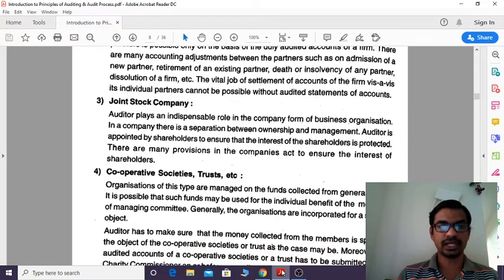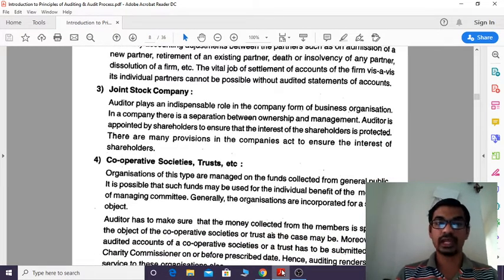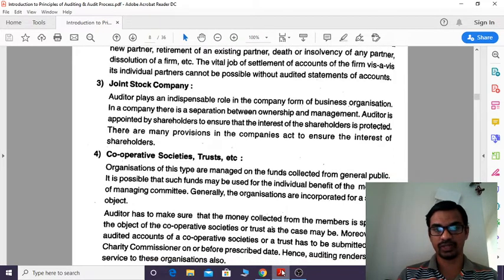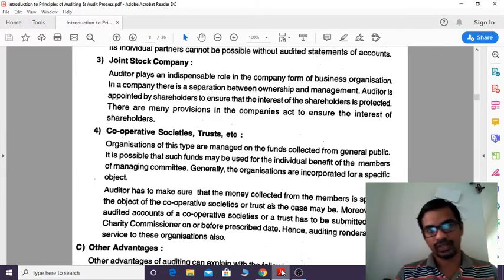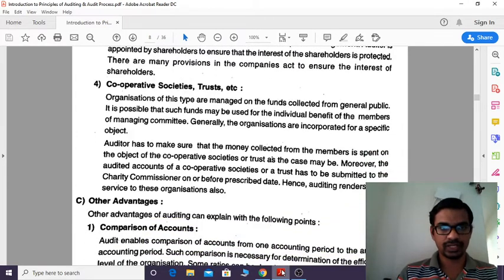Therefore, it is beneficial. Joint stock company. Auditor plays an indispensable role in the company form of business organization. In a company, there is a separation between ownership and management. Auditor is appointed by shareholders to ensure that the interest of the shareholders is protected. And therefore, it is a benefit for the joint stock company due to the audit. Cooperative societies, trust, etc. Organizations of this type are managed on the funds collected from the general public. It is possible that such funds may be used for the individual benefit of the members of the managing committee. Generally, the organizations are incorporated for a specific object.